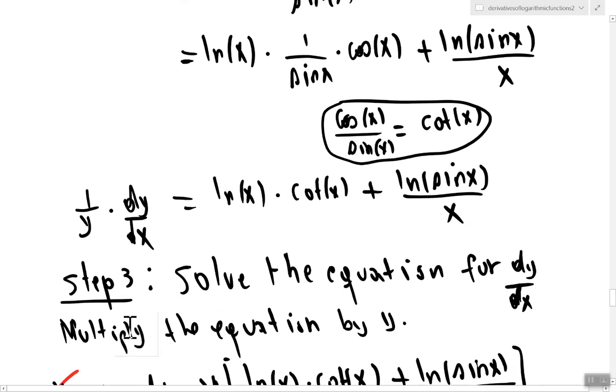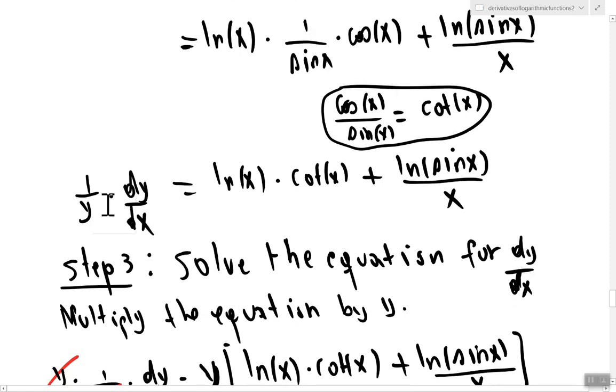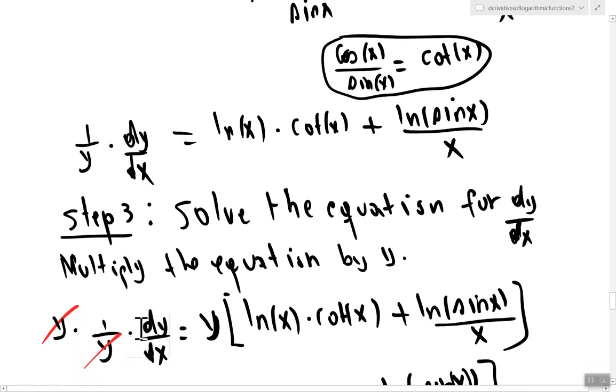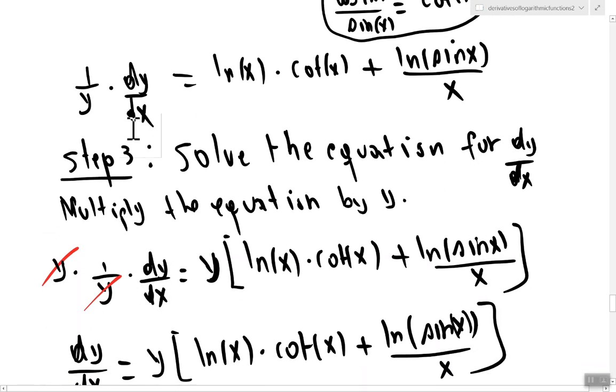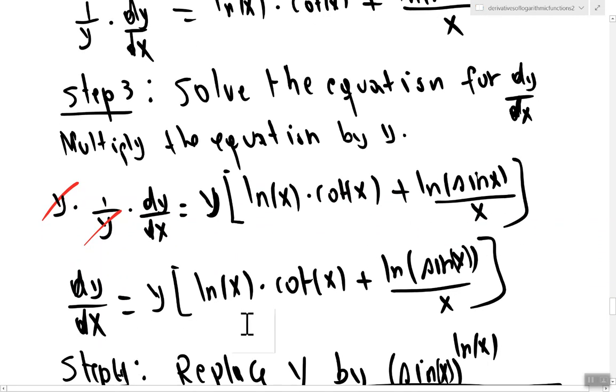So step 3 is then to solve this equation for dy dx. Okay. So basically, we need to remove 1 over y, meaning if we can just multiply this equation by y on both sides, we will cancel 1 over y. But because we're trying to find dy dx, dy dx is going to be equal to y times the entire right side.